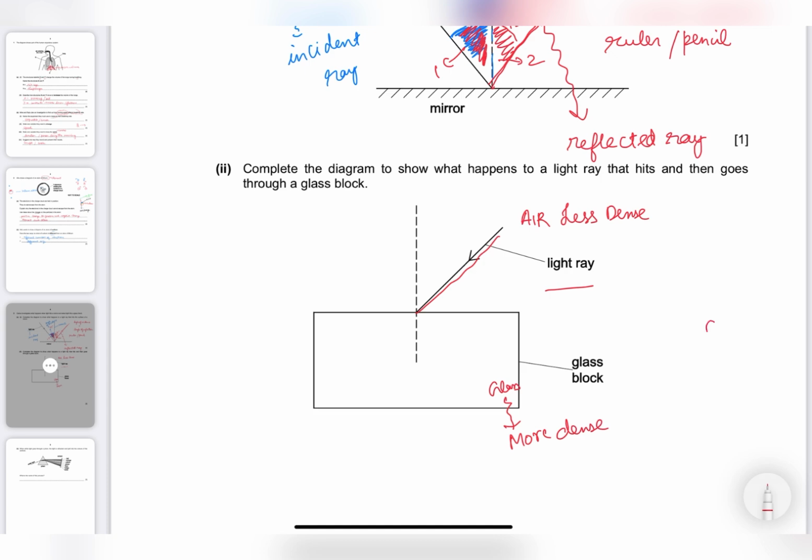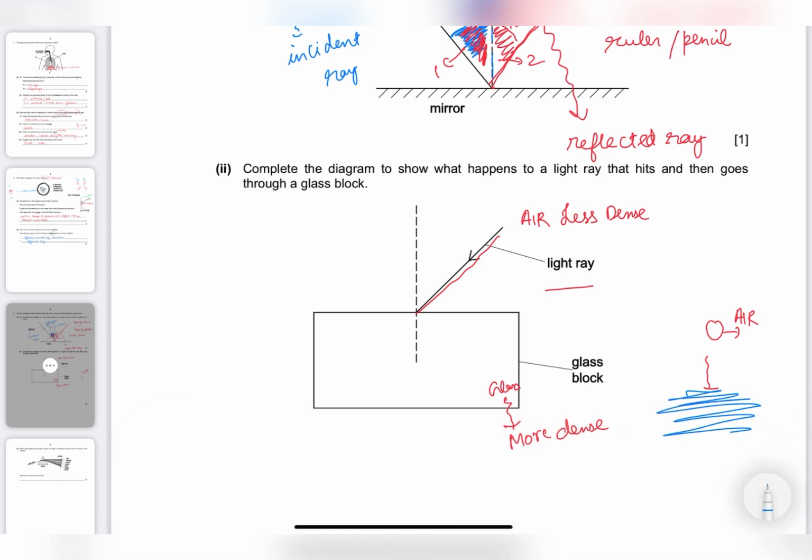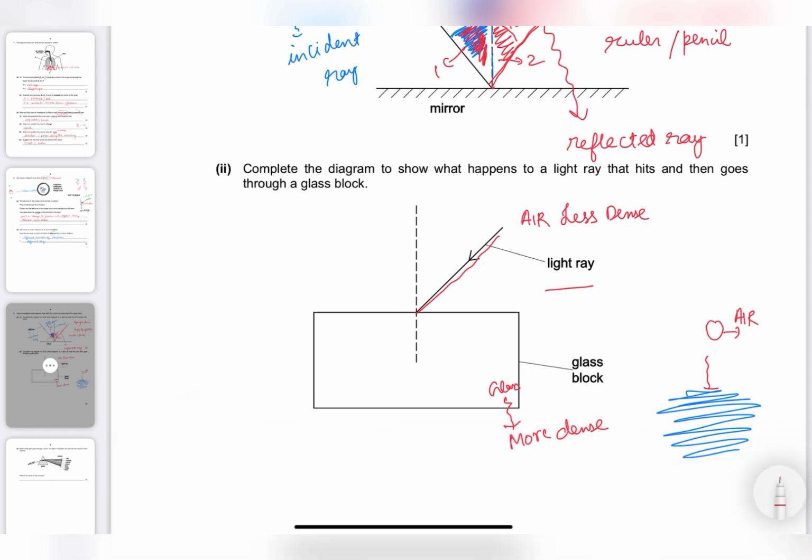Imagine a ball in your hand. If you throw this ball in air, it will have a certain speed. But if this ball enters water, will the speed of the ball change or not? Think about it. Yes, the speed will change. Due to this speed change, the direction will also change.